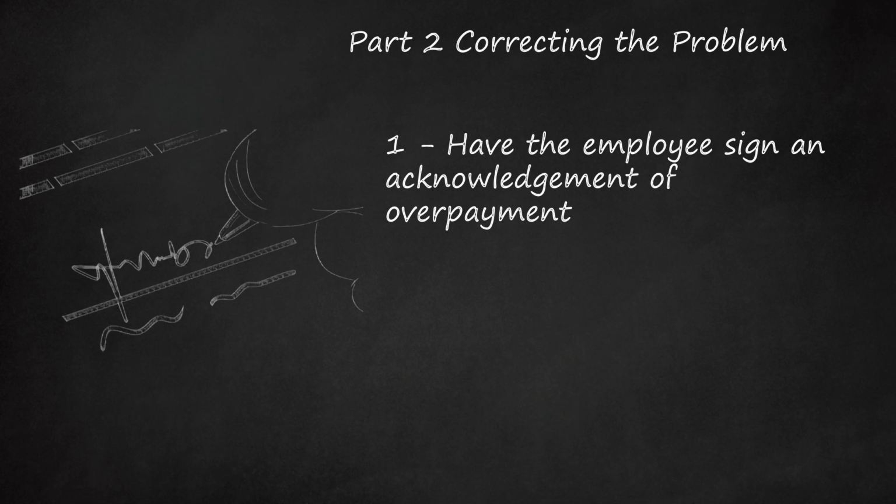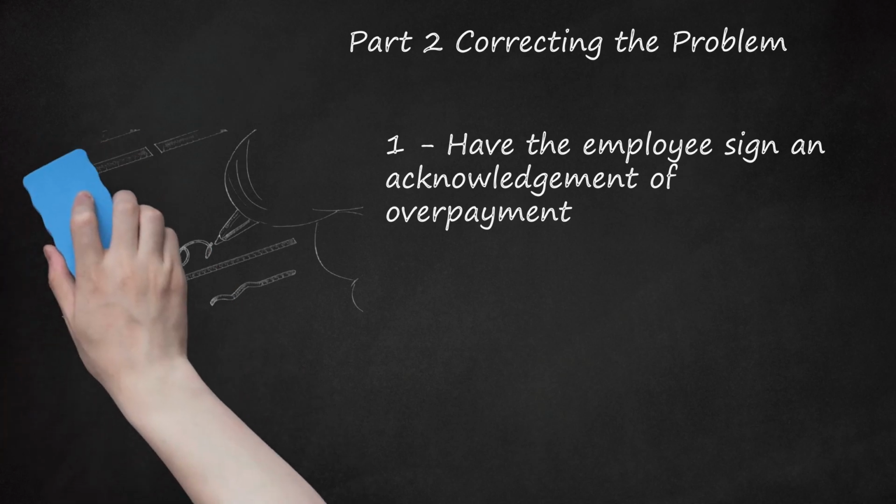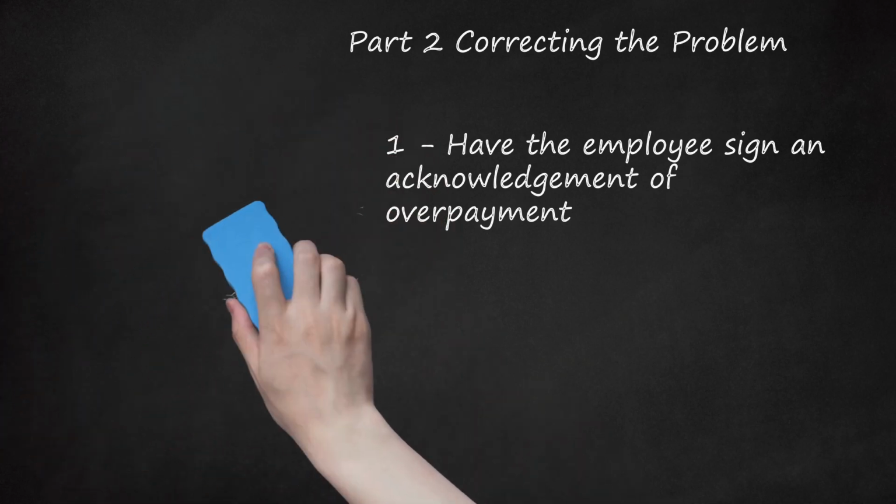Written acknowledgement also protects you if the employee claims you took too much out of future paychecks. Make sure you include the amount of overpayment on the acknowledgement form. Make a copy for the employee to keep for their records, and retain the original in the employee's personnel file along with your original notice.